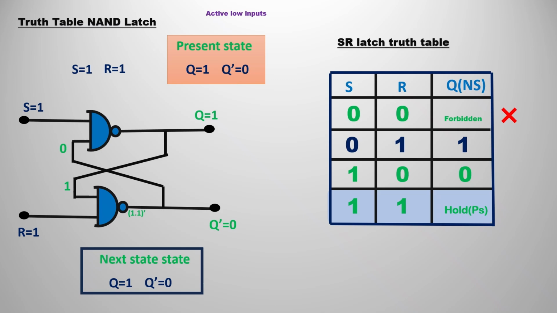So what does this mean? Here also the next state would be 1 and 0, the same as the previous outputs, and the present outputs are also the same. So this is known as the hold condition when both of the inputs are 1 1. In the truth table also you can verify.